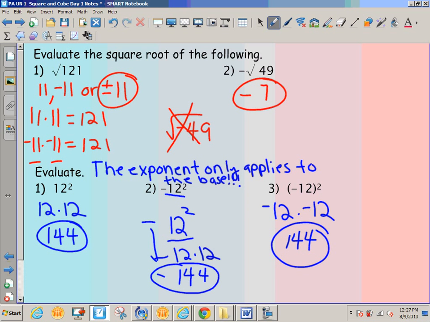So you can see that number 1, 2, and 3, although they had some similarities with the different parentheses or with a negative, your answer certainly can change. So you just have to know how to approach each of those problems.